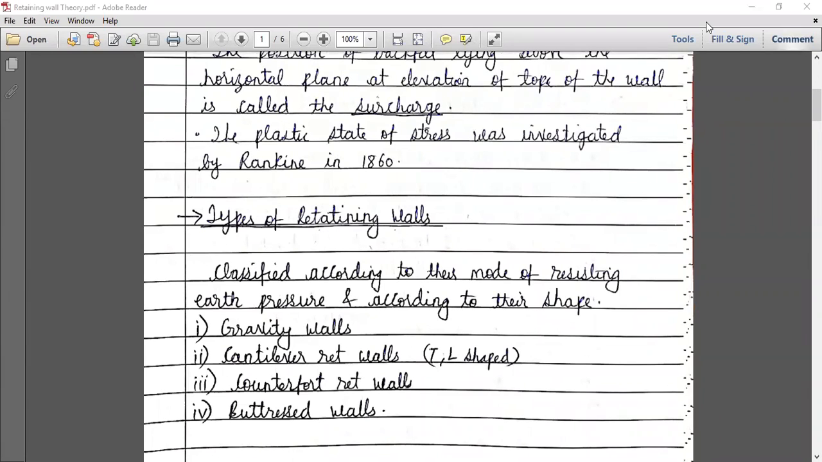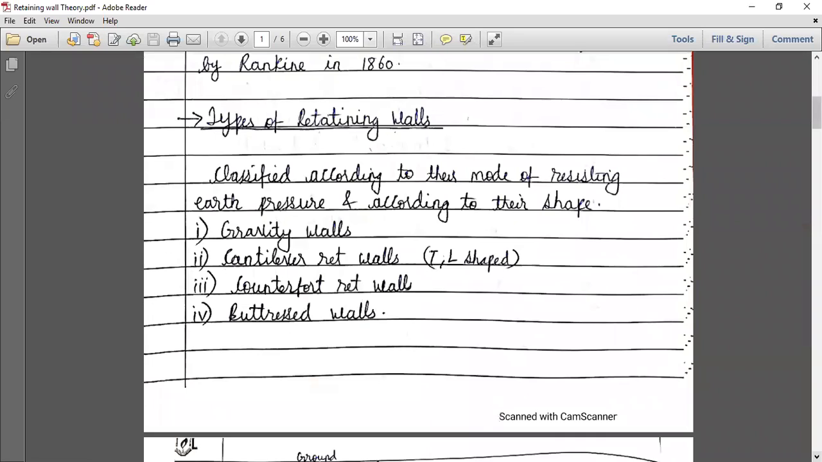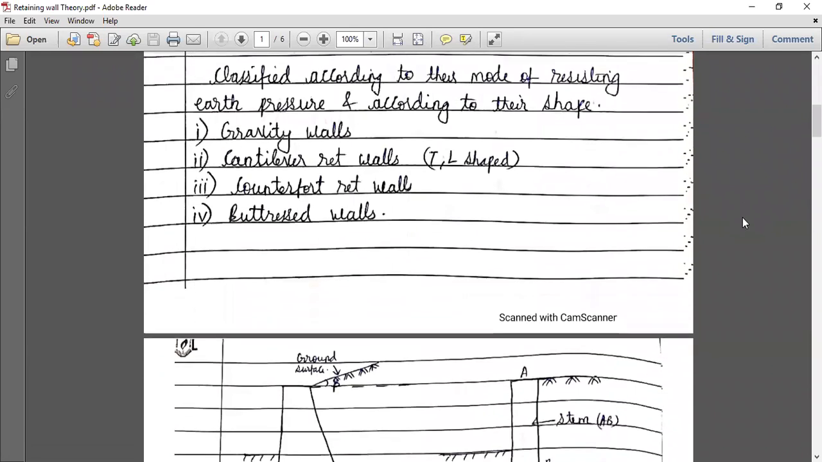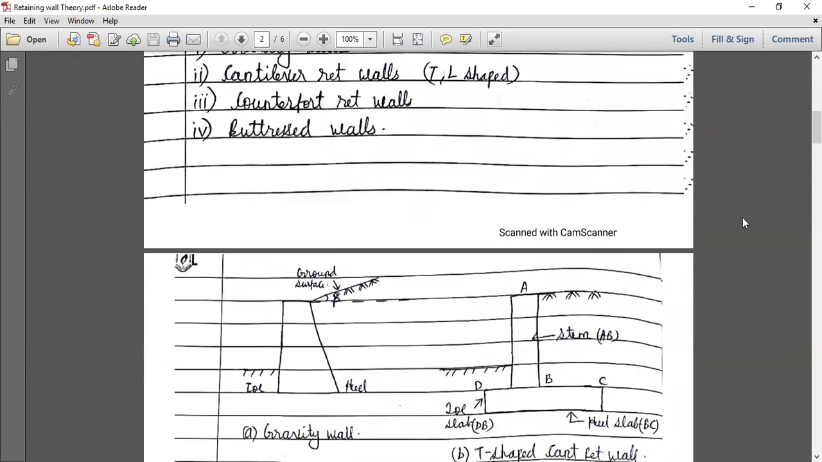As far as your syllabus is concerned, we are going to design a cantilever retaining wall and a counterfort retaining wall. So basically in your syllabus, these two types are included, and we are going to study the design of cantilever and counterfort retaining wall. So let us see what exactly these types are. So let us try to understand in the figure.